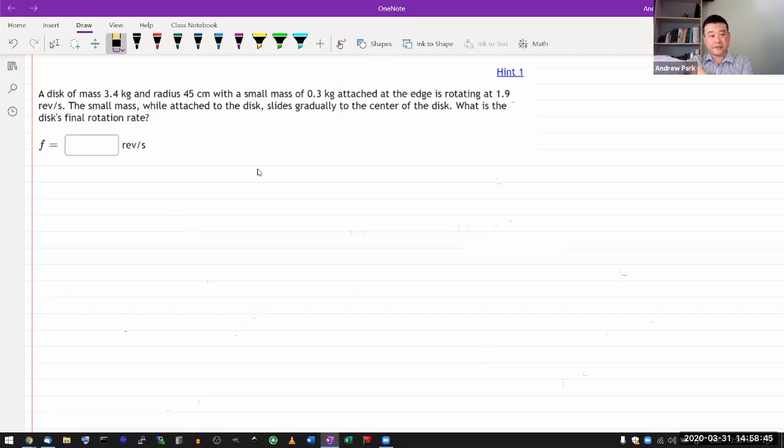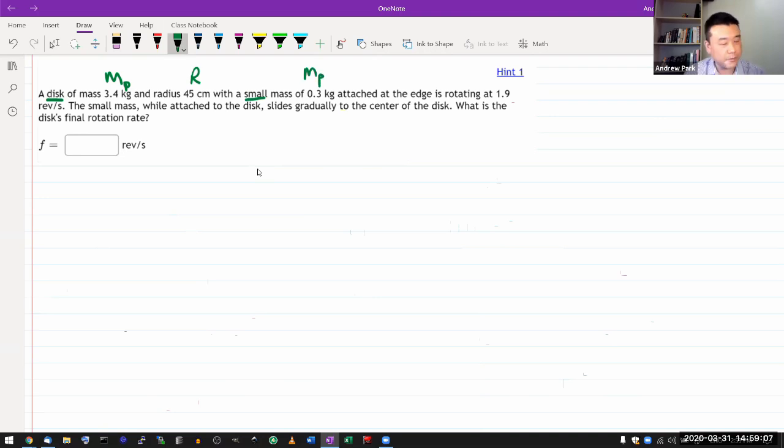Let me get started. It says a disk of some mass and some radius with a small mass. Oh, I have two masses. Okay, let me call this the mass of the disk and the small mass. It's going to be important that it's a disk. It's going to be important that it's a small mass.